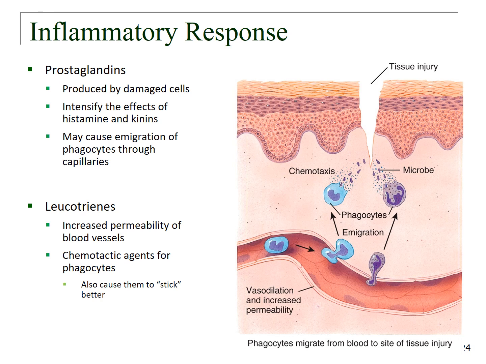Prostaglandins, which are produced by damaged cells, actually intensify the effects of those last two classes of chemicals, and they may also facilitate the immigration of phagocytes through capillaries. And another category of chemicals that we've got here are the leukotrienes, which, as with the others, can produce increased permeability of blood vessels and can serve as chemotactic agents for phagocytes. Now, the last thing that I've got written here is that it also causes them to stick better, and this is going to be good for a couple of different things. One is going to be for margination, but another thing is it's going to allow them to stick to microbes a little bit more easily. That's the adherence that we were talking about with the process of phagocytosis in an earlier slide.